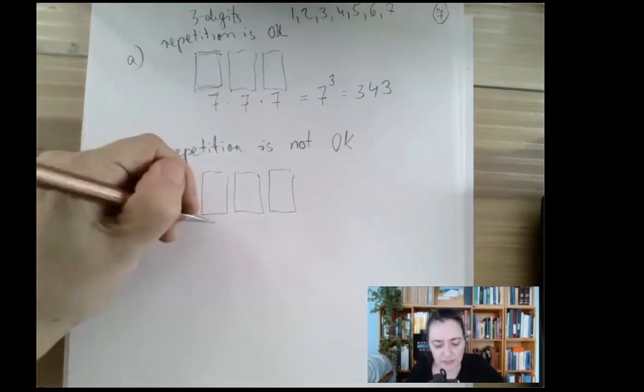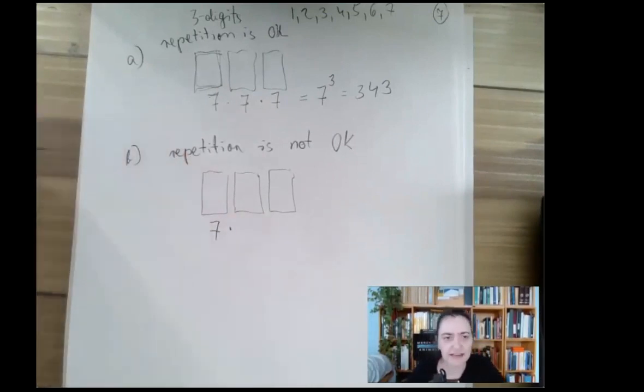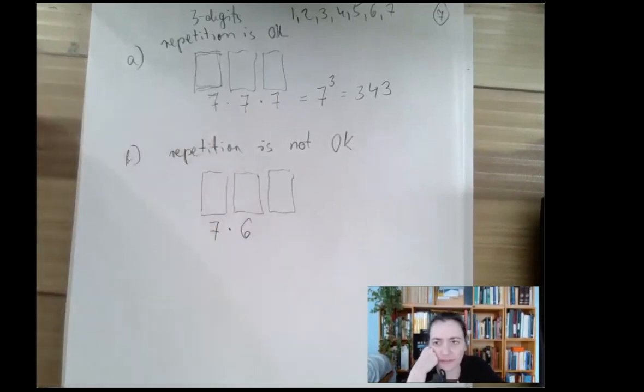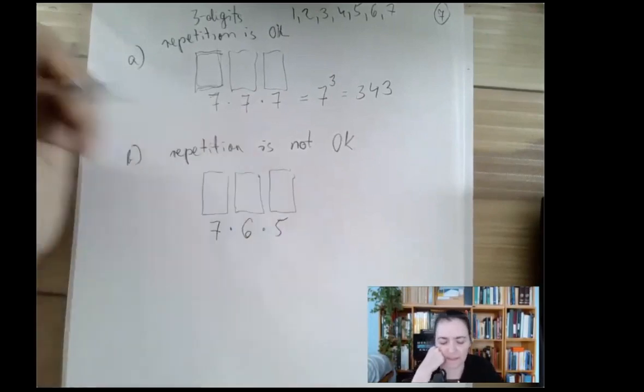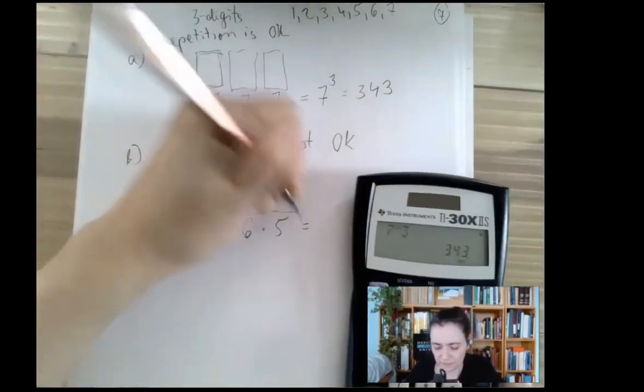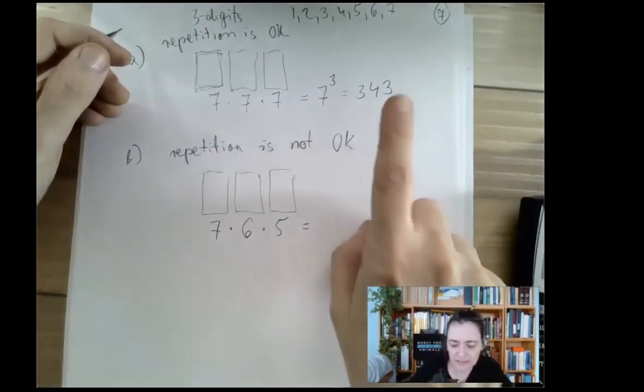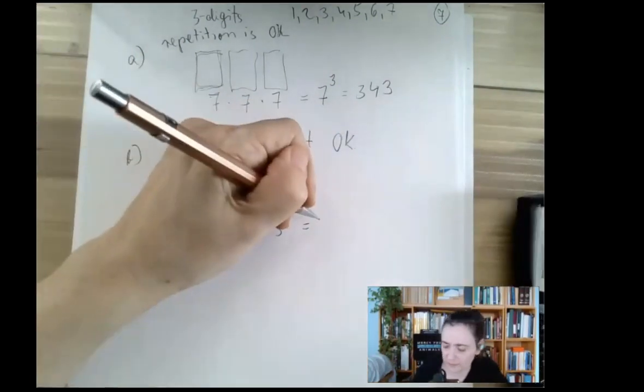Now, if repetition is not allowed, then for the second digit, how many options do we have? 6. And for the third one, 5. 7 times 6 times 5. And of course, it should be part of this 210.